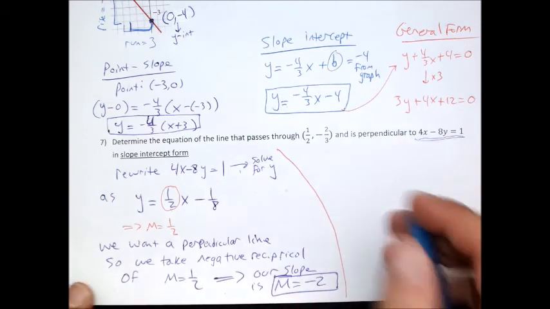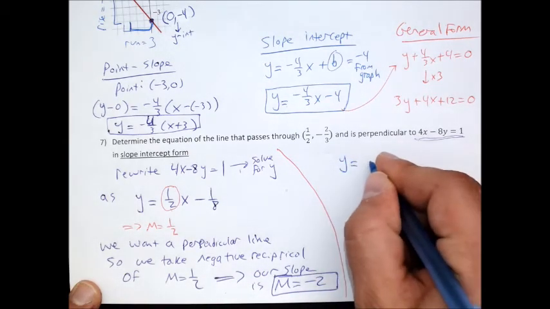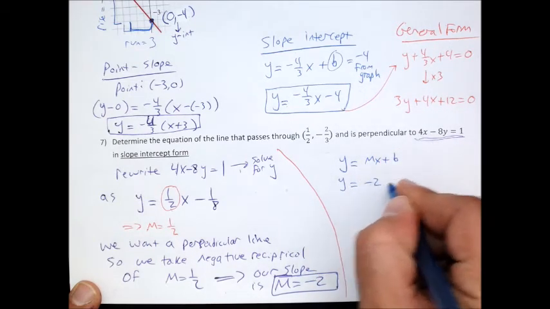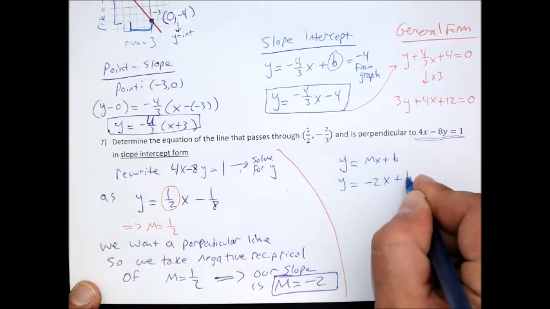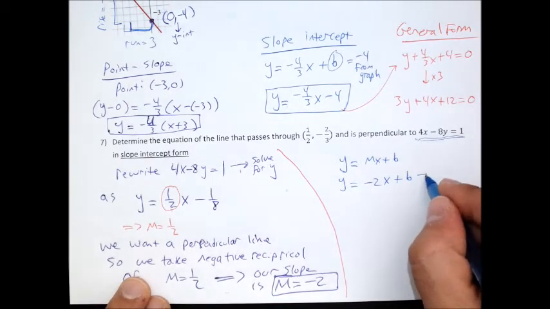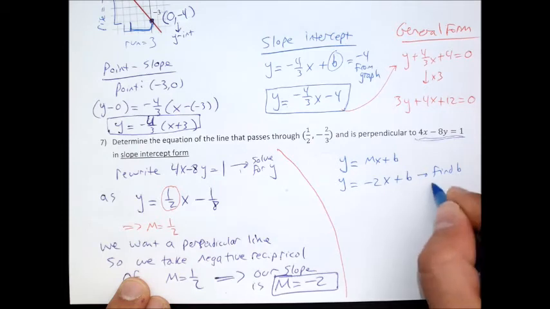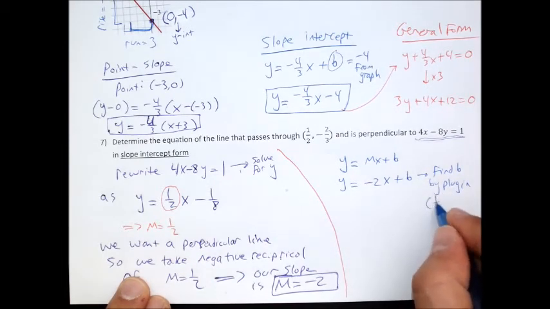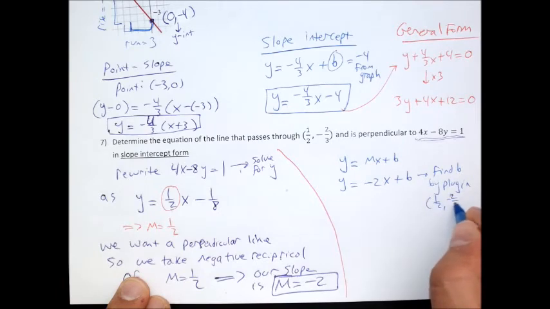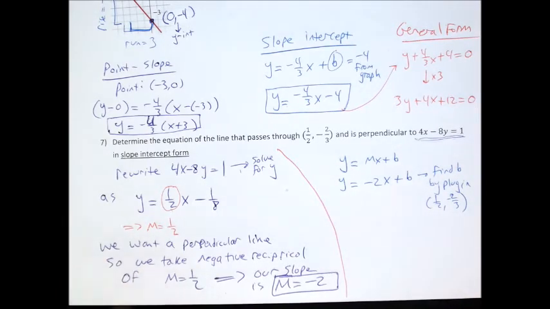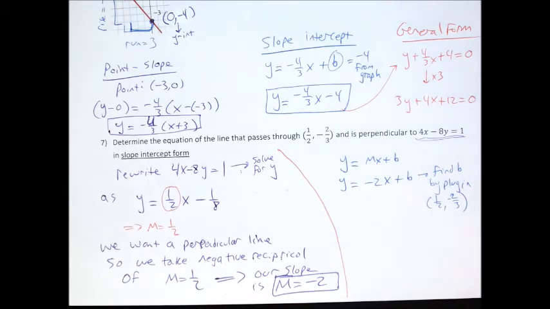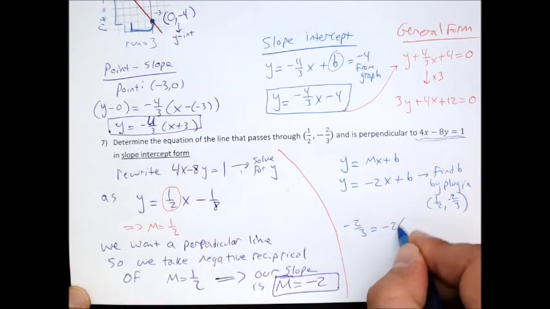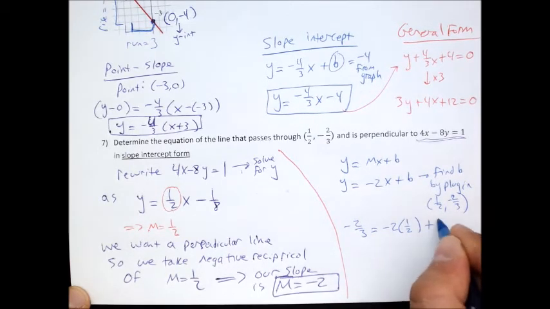So we have the slope. We know that it's going to be y equals mx plus b. And so far we have the slope, so we have y equals -2x plus b. And we need to find b by plugging in the point 1/2 comma -2/3. And so what we have is -2/3 equals -2 times 1/2 plus b.